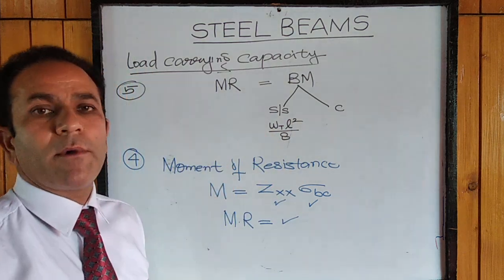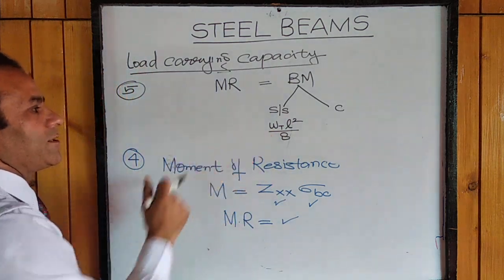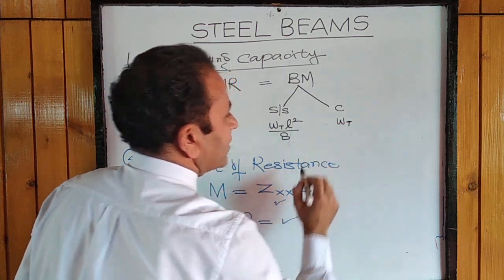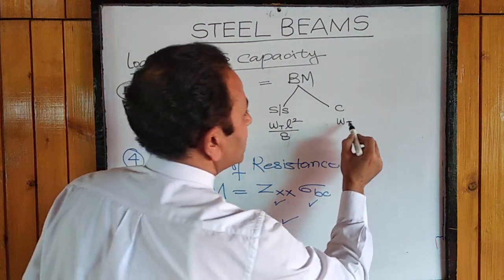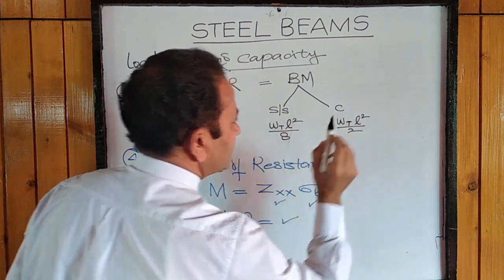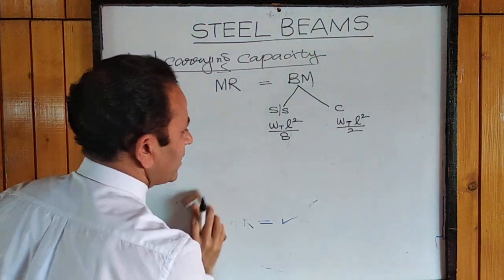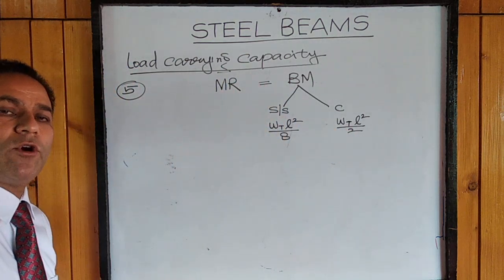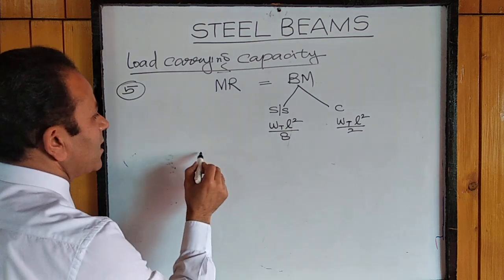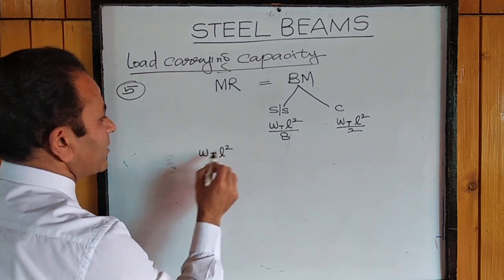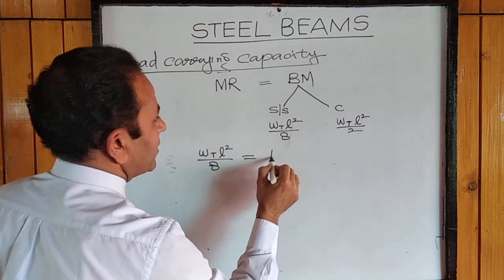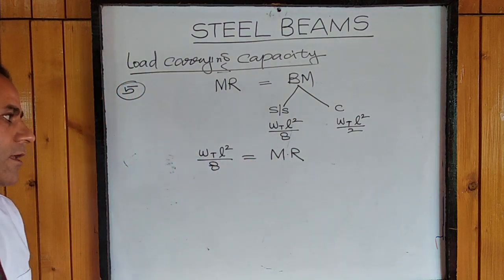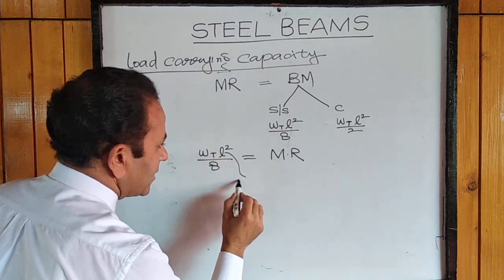This will be the maximum bending moment acting for a simply supported case. If it is a cantilever case, then it will be the intensity of the UDL, W total, into L squared divided by 2. As the case may be, we will equate this bending moment equation with the moment of resistance, which we already have the value with us. Say if it is WL squared by 8, it shall be equated to the moment of resistance we have already calculated. Out of this, this L is the effective span.